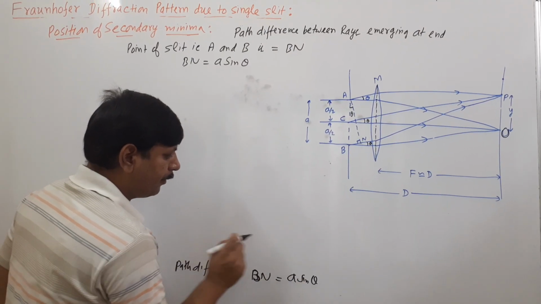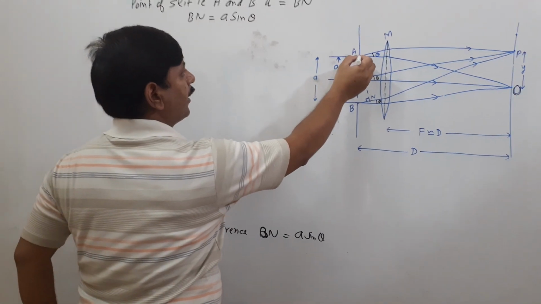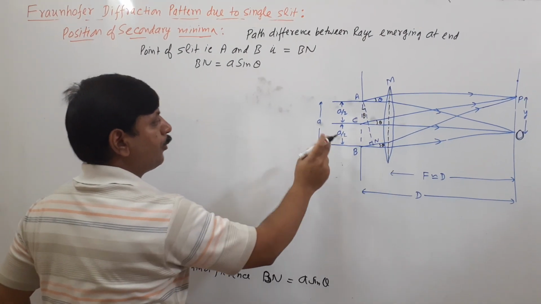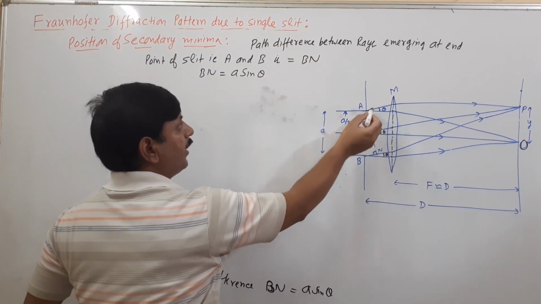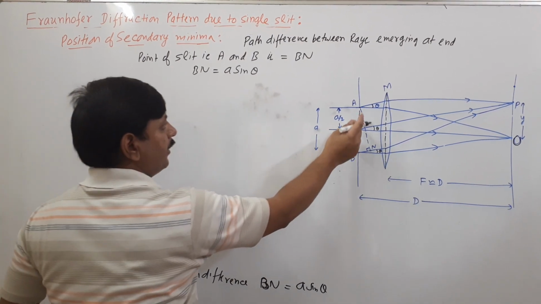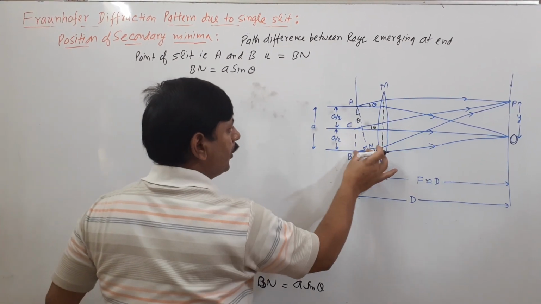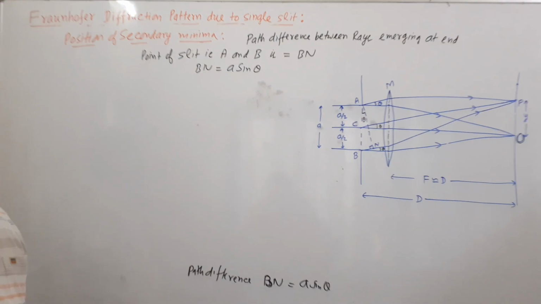See, a path difference a sin theta. So we can write, for the rays coming from end points A and B, the path difference between rays emerging at the end points of the slit, that is A and B, is equal to Bn, and this Bn is equal to a sin theta.